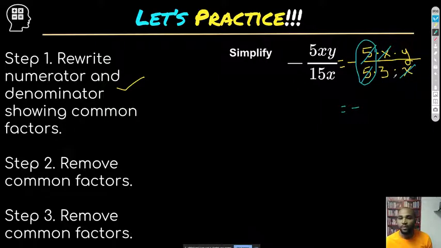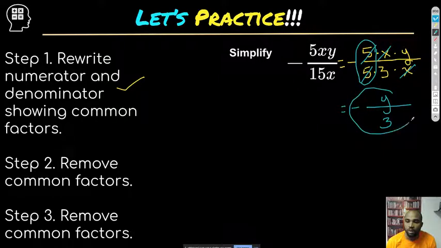X over x. Even though we don't know what that number is, we know it's the same thing. And any number divided by itself is going to give us 1. So that in essence cancels out because that's not going to change the answer at all. So this ends up being negative y on top, and a 3 on bottom. And that's it. Negative y over 3. So this is our answer. I just want to close that topic off.